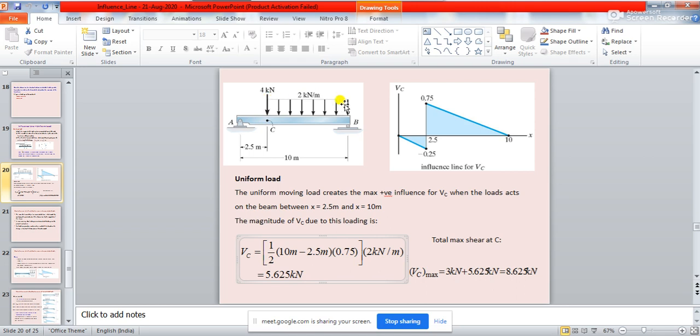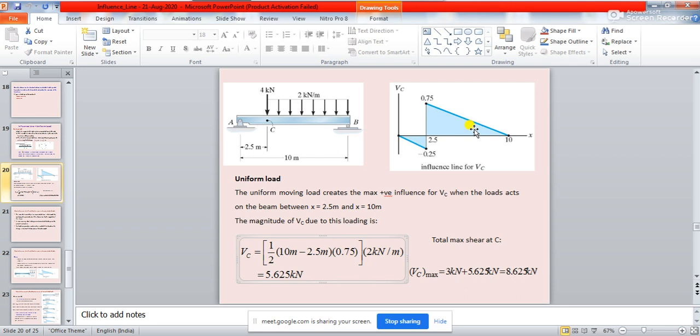If you want the maximum positive shear force, you will have to place this 2 kilonewton per meter load at a position where it is going to create maximum positive shear influence at point C. If this 4 kilonewton load comes on this side, then you are not going to get the full area of the triangle, so you are not going to get the maximum positive influence of shear.